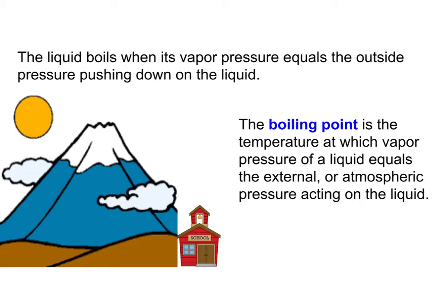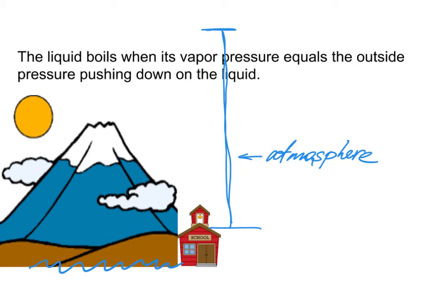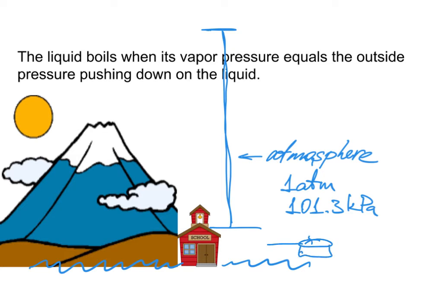So, here is our new updated definition of boiling point. It is the temperature at which vapor pressure of a liquid equals the external pressure or atmospheric pressure acting on the liquid. Us, people living at sea level, are constantly experiencing atmospheric pressure of approximately 1 atmosphere or 101.3 kilopascal. The water starts to boil for us when its vapor pressure reaches those numbers, 101.3 kilopascals or 1 atmosphere.